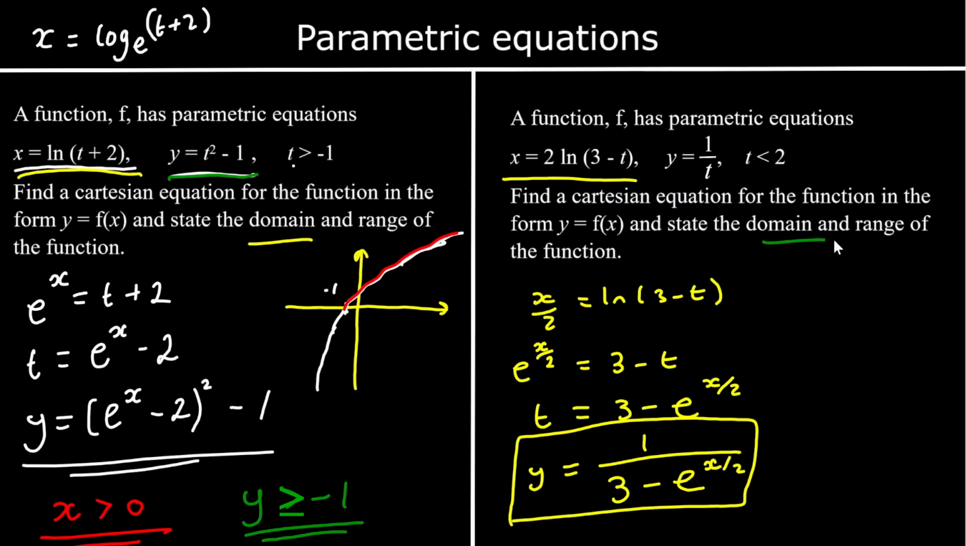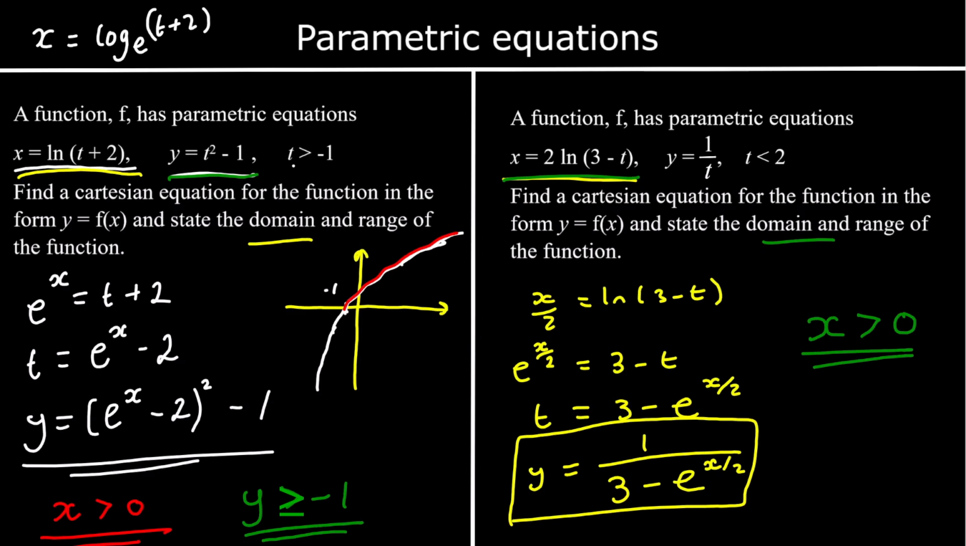The domain is what x can be. So if we put in 2, we get out 2 log 1, which is 0. And as we decrease t, we're going to be increasing our log. So if we put in a negative, say we put in negative 5, it's going to be 3 minus negative 5. So it's going to be increasing. So again, it's anything bigger than 0. So x is greater than 0.